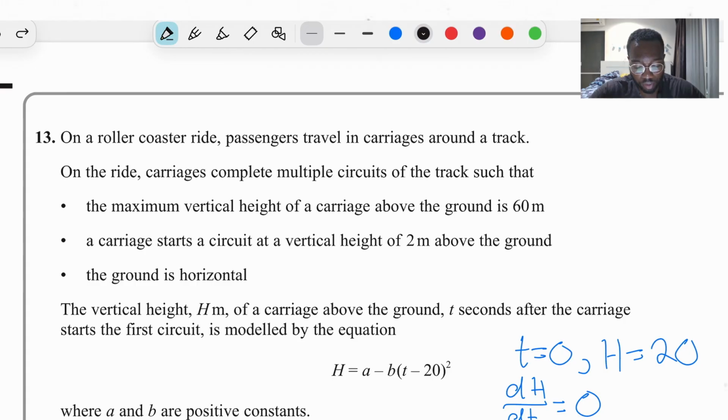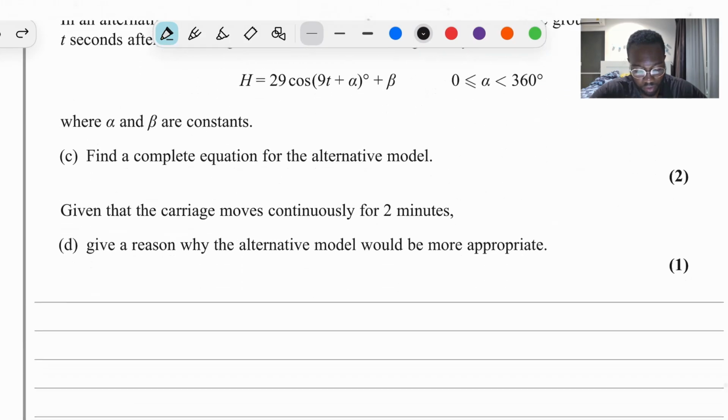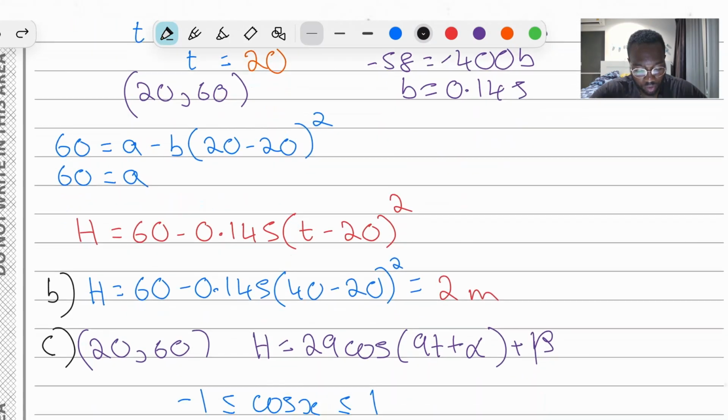So because the trig function is going to repeat itself all the time, it's definitely going to be better, because it's going to repeat itself, and that's what we want. It's going to be more accurate. So we don't need to put too much for this. It's only a 1 marker, but just to give a reason why the alternative model would be better.